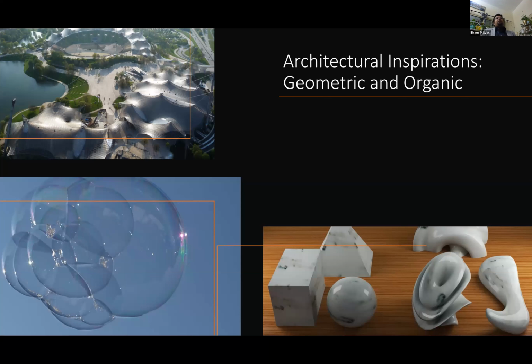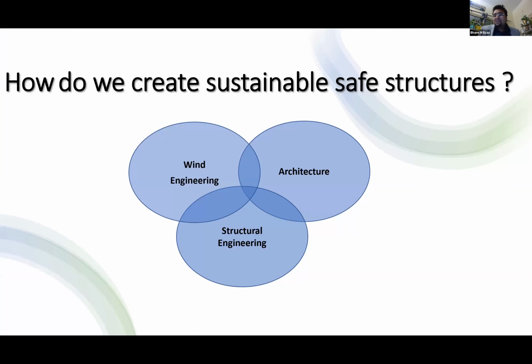When we look at architecture as such, you see we have the organic and we have the geometric. And that's where things get quite interesting for us. For these architectural projects, how do we make them more sustainable or safe, what we call safe, sustainable structures? That's where we, as wind specialists behind the scenes, come in to tie the knot between architects, to work together in forming iconic structures around the world.